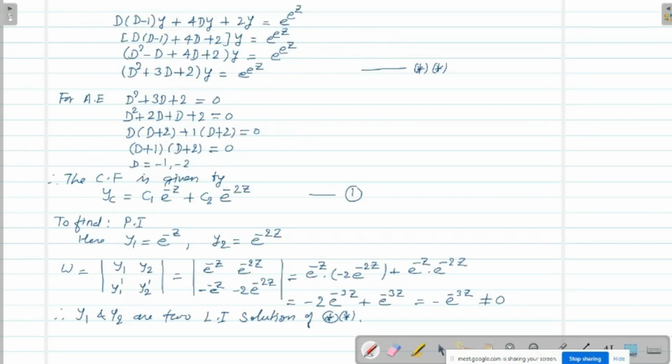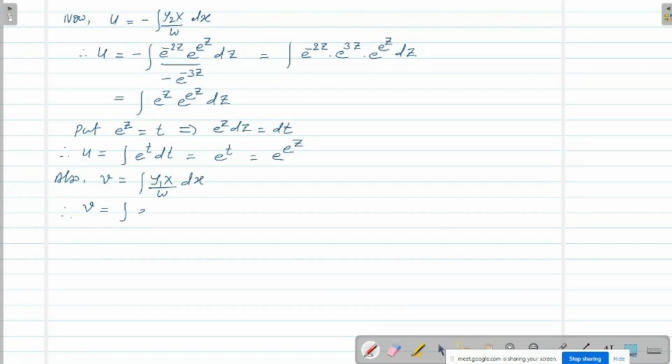y1, how much y1 we found? e raised to minus z. y1 is e raised to minus z, and x, your x is what? e raised to z by what? By negative of e raised to minus 3z, w, and dz.